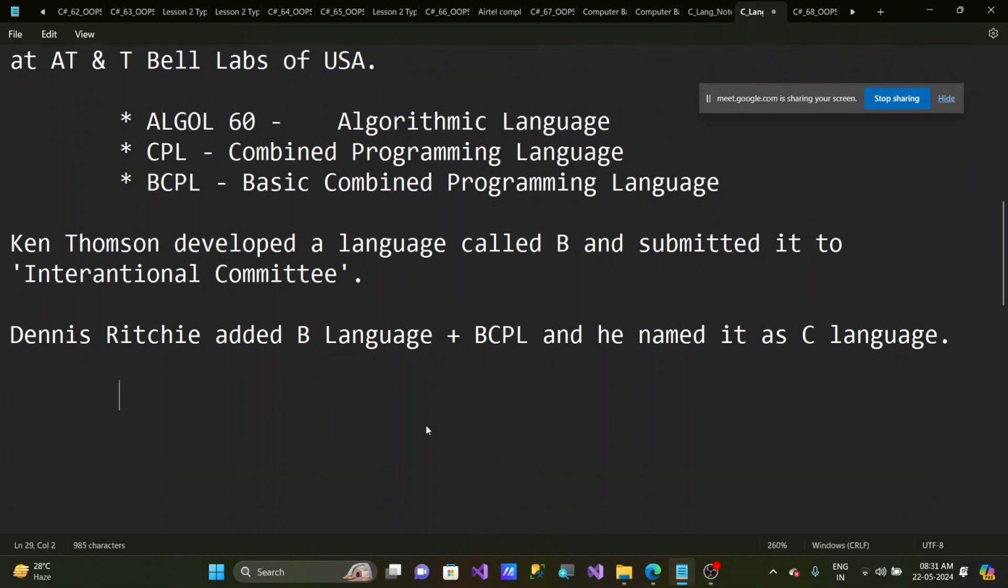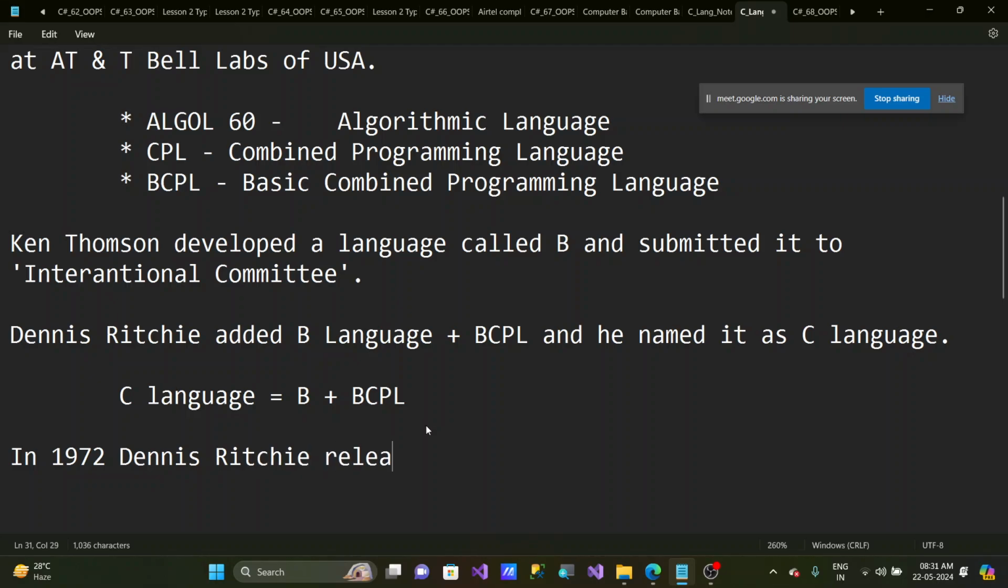Now what is C language? Actually, C language is the combination of B language plus BCPL, which stands for Basic Combined Programming Language. B language is given by Ken Thompson. BCPL came from the international committee. So finally, in 1972, Dennis Ritchie released C language into the market.